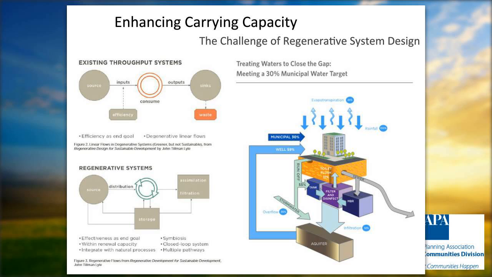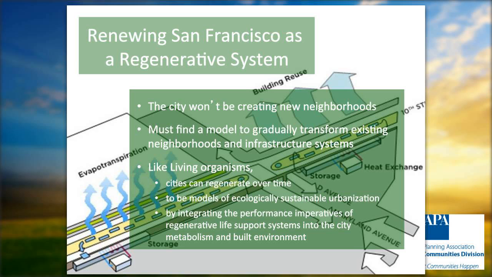And where we end up with this is really the concept of renewing San Francisco, or any city, any community, as a regenerative system. In San Francisco, we're pretty much built out. We're not going to be creating a lot of new neighborhoods. So we need to find a model to gradually transform existing neighborhoods and infrastructure systems. And like living organisms, cities can regenerate over time to be models of ecologically sustainable urbanism.